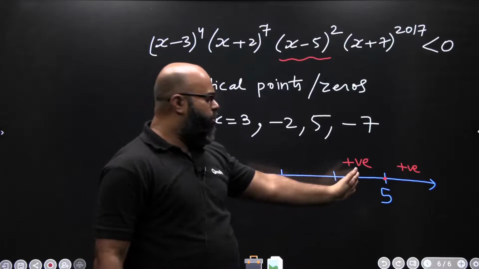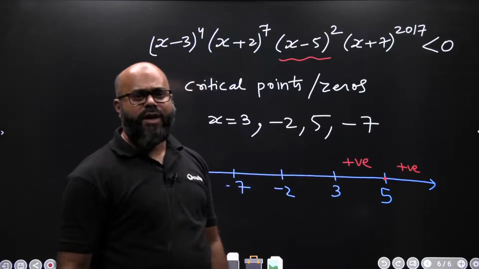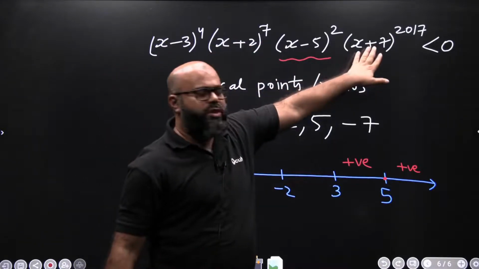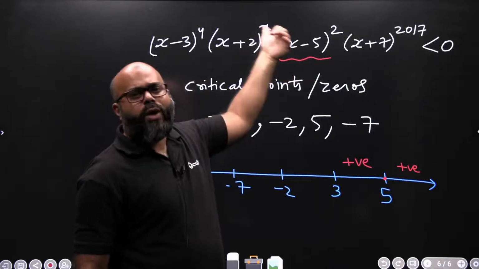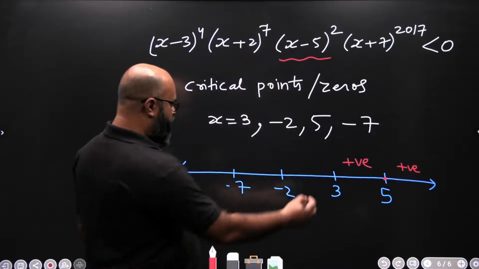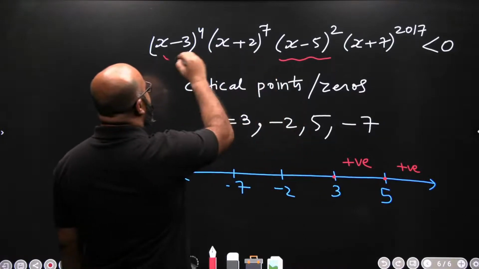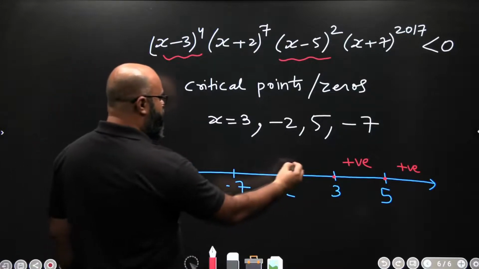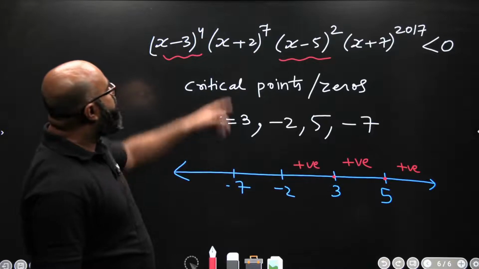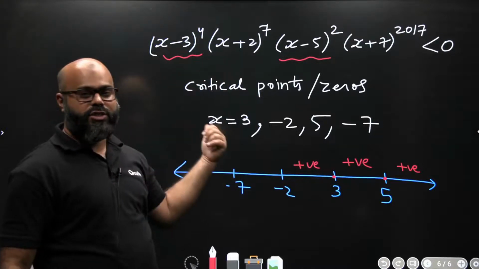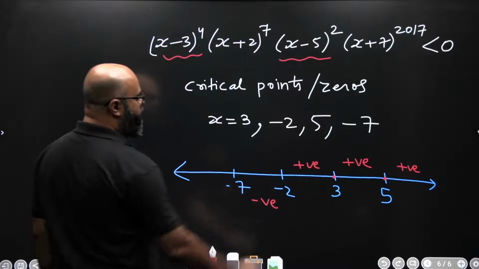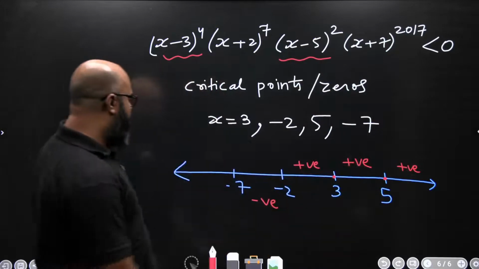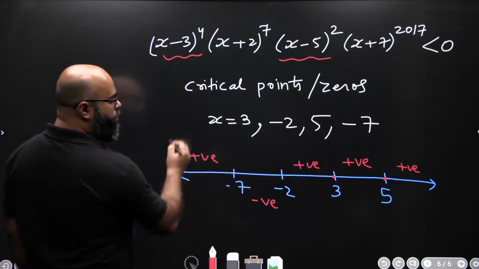If you take a point in this region between 3 and 5, suppose you are taking 4, then this will be positive, this will be positive, this will be positive, and this will be negative square, that will also be positive. Now if you come across 3, what about 3? 3 is here, and its power is even. Again there will be no change of sign, so this will be positive. When you come to minus 2, there is odd power, so there is a change in sign. It will become negative. Then we come to minus 7. Minus 7 is having odd power, 2017. Again change in sign, from minus to plus.